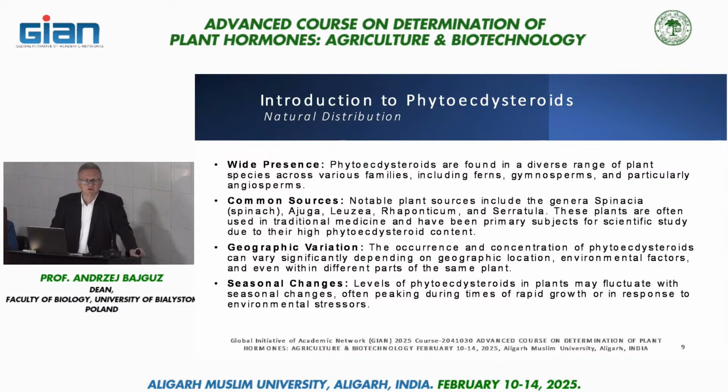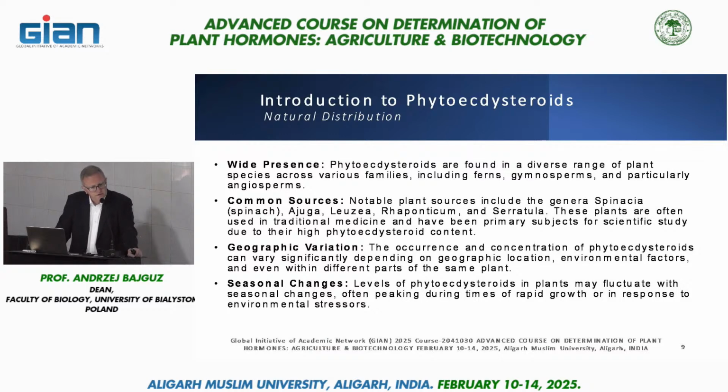Ajuga species, particularly Ajuga turkestanica, which contains a high level of turkesterone, a highly bioactive ecdysteroid typical for this plant, and Leuzea, also known as maral root, used in traditional medicine for its adaptogenic properties. Serratula species are another group of plants rich in phytoecdysteroids, often studied for their medicinal use.